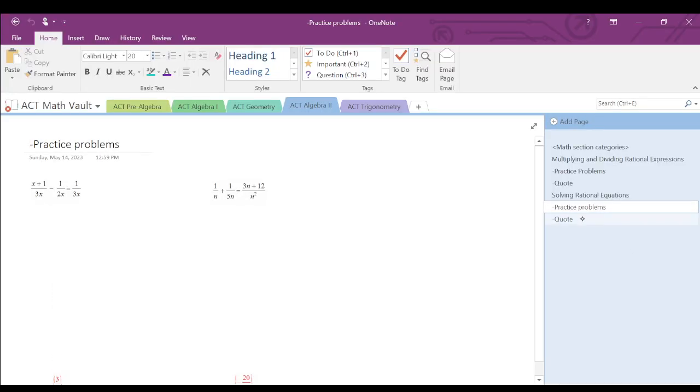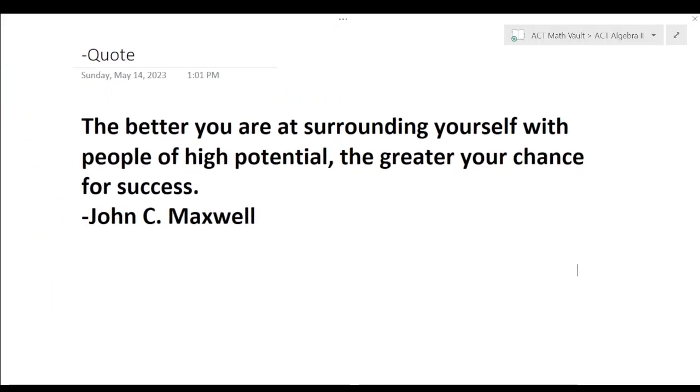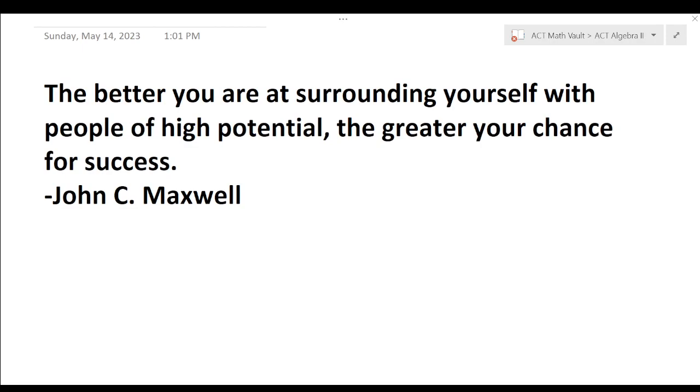And last thing I always want to show you is a quote to keep you going. This one is one of my favorites. The better you are at surrounding yourself with people of high potential, the greater your chance for success. I think this is so true, especially in a high school setting. We always want to make sure that we have peers around us who help us be the best version of ourselves.